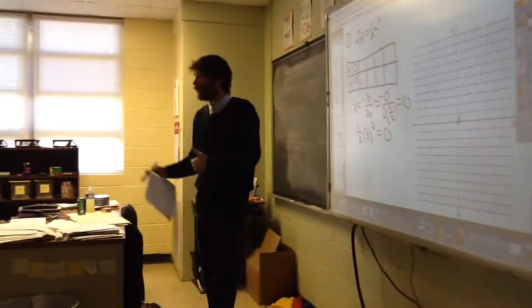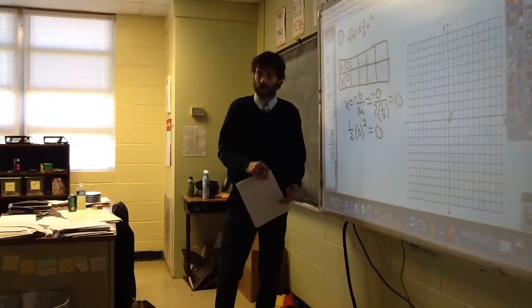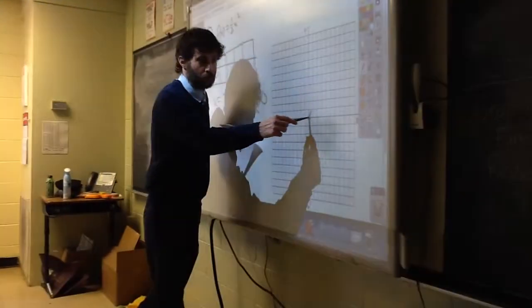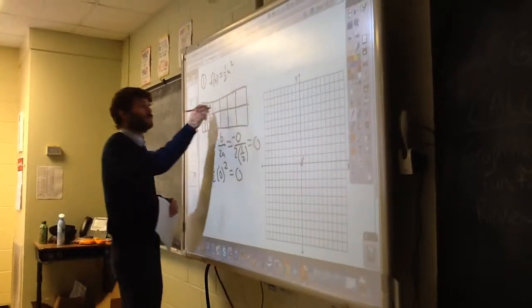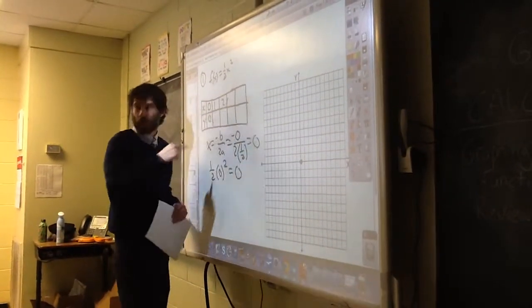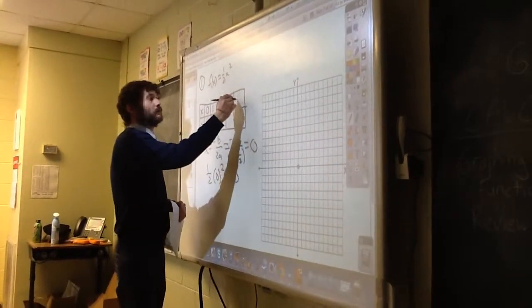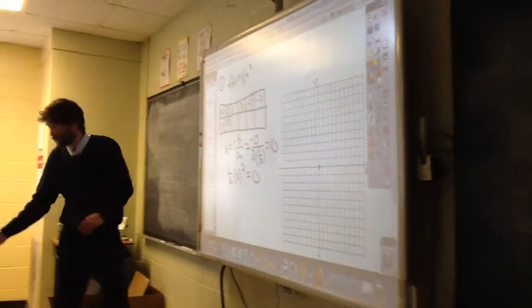Now I need to pick the other points. So I pick the first 2 x values to the right and the first 2 x values to the left. So if I'm at 0, what are the first 2 to the right? 1 and 2. And if I go to the left, what are they? -1 and -2. Excellent. All right, so now I just need to figure out the y values.